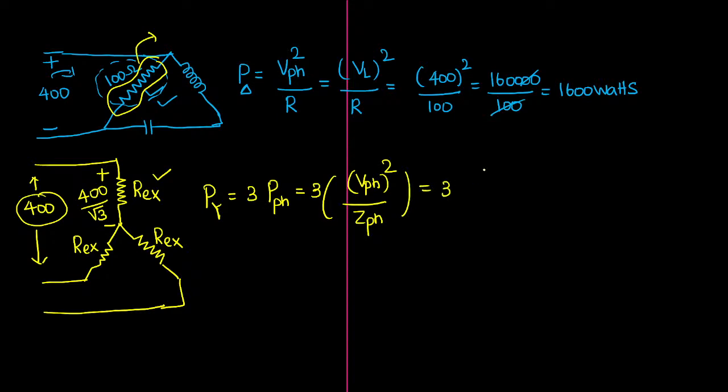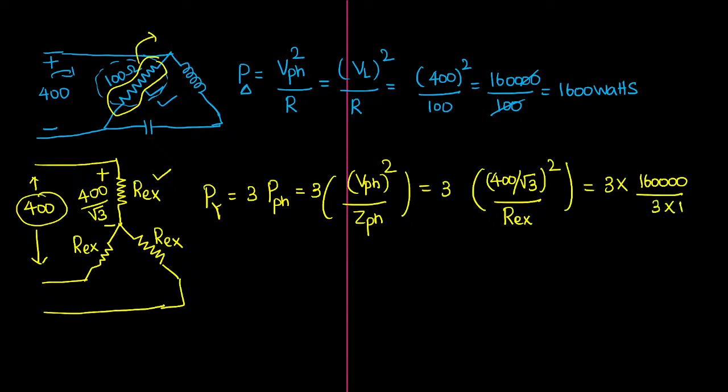So this can be written as 3 into 400 upon square root of 3, that is the per phase voltage, whole square divided by per phase impedance, which is REX. So this can be further written as 3 into 400 square, which is 160,000 as usual, divided by root 3 whole square, which becomes 3 into REX. Both are in the denominator. This 3 and this 3 are both in the denominator only, so the 3 gets cancelled out. Once again, 160,000 upon REX will be the total power consumed by the star connection.